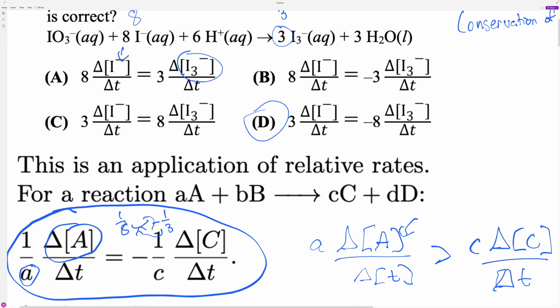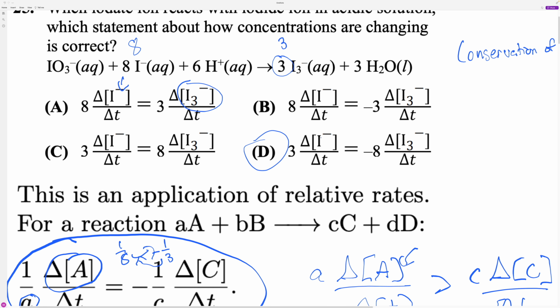And you can see intuitively here how this balances out the conservation of mass, because this has a coefficient of 8, so it's going to be losing mass 8 times faster than this is gaining mass. So the coefficients of 8 and 3 here help balance it out.